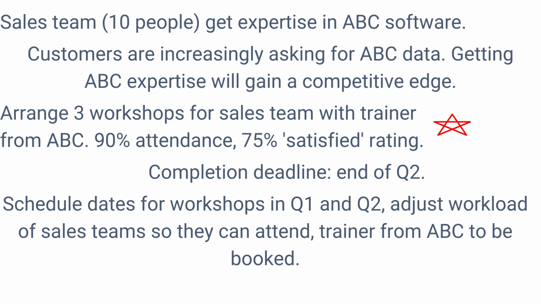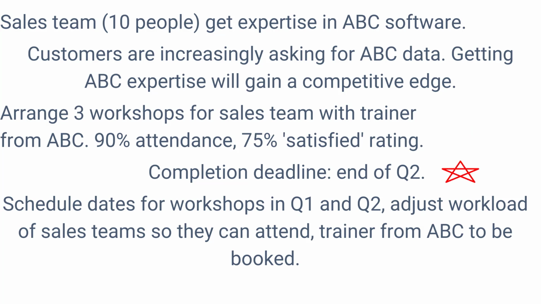The company needs to arrange 3 workshops for the sales team with a trainer from the ABC company. And when the sales team do the workshops, they need to attend for 90% of the time, 90% attendance. And when they rate the training after the training has finished, there needs to be a 75% satisfied rating.